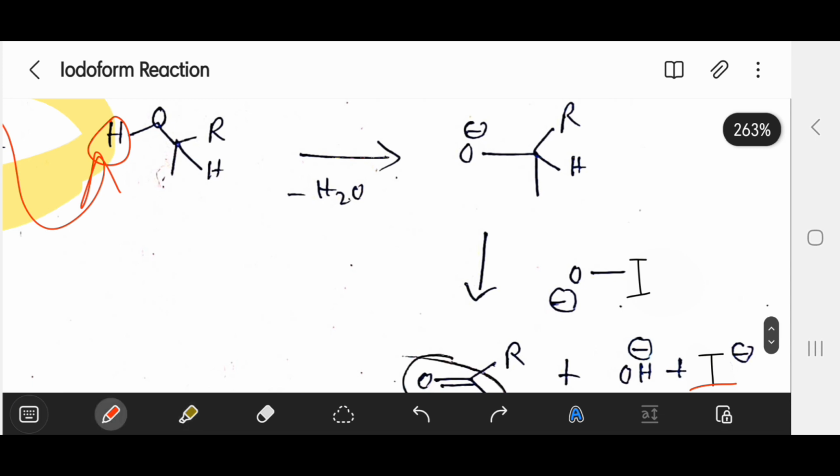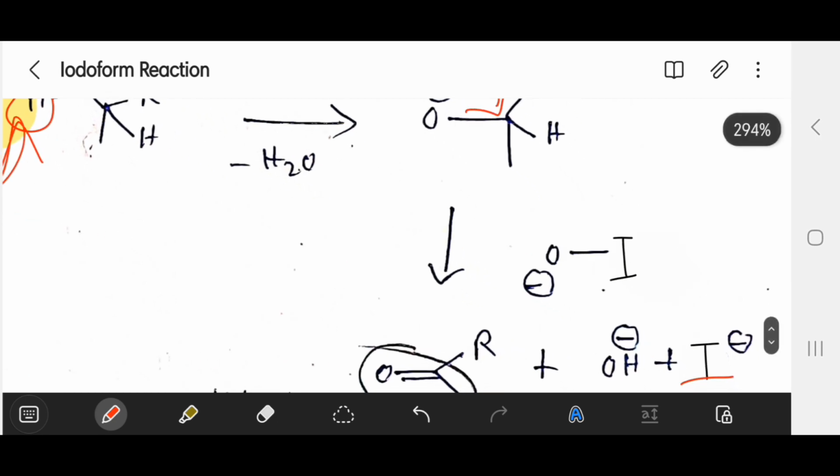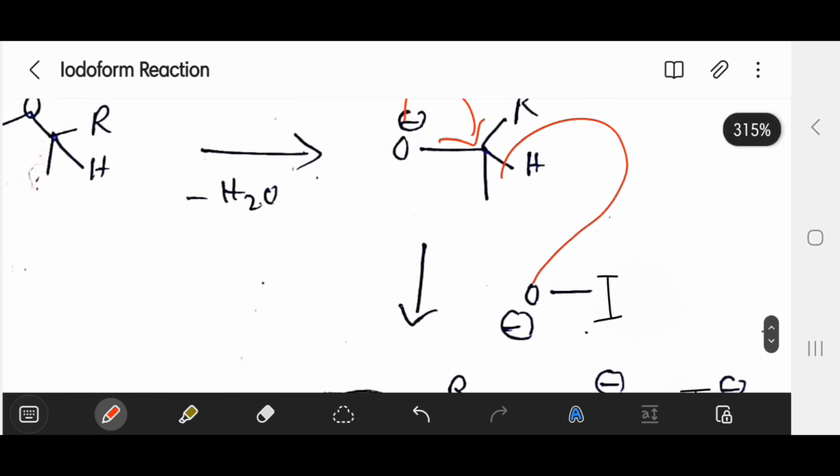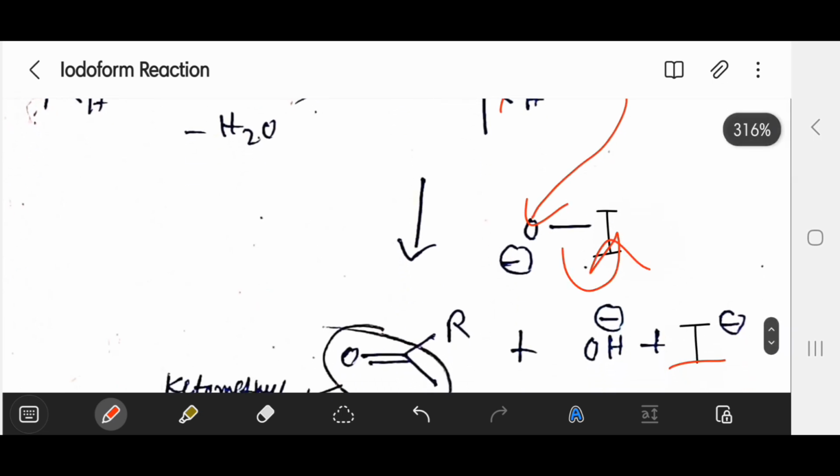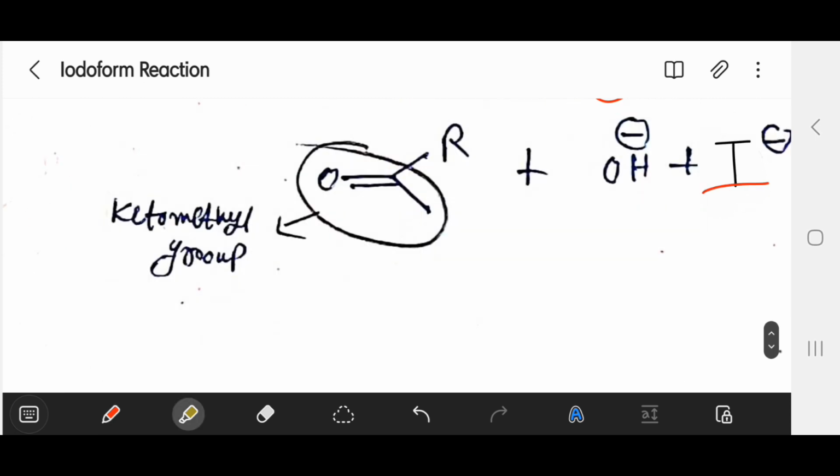Now what does happen? This oxygen pushes to the carbon, and as we know, carbon oxygen double bond is much more stable than carbon oxygen single bond. Why? Because the bond energy of carbon oxygen single bond is lower than the bond energy of carbon oxygen double bond. So this hydrogen will be sent to this oxygen, and this oxygen iodine bond will be broken, which is very much unstable to begin with. Now we will get this entity with ketomethyl group.